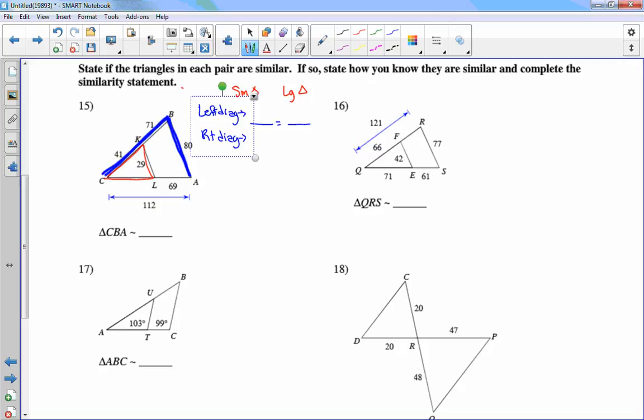Do we know the left diagonal length of the small triangle? It's 41. So what's the large triangle's left diagonal? From here to here. Where did you get 112? Yeah, we have to add these together. So in total, it's 112.